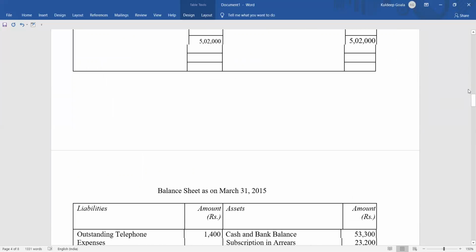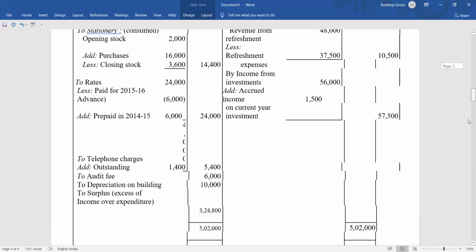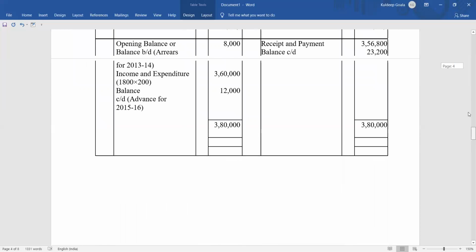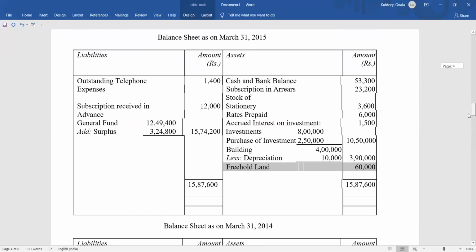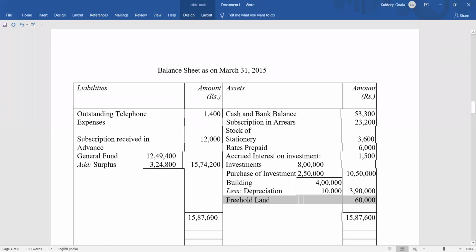Since we have taken both the adjustments and the receipts and payment account, there's nothing else left. We can just go for the balancing. Actually it's not balancing, it's totaling of both the sides. Both the sides must be equal. We don't do the balancing in the balance sheet. So the total of both the sides, we say it's 15 lakh 87,600. This is the total of both the sides. Since both the sides are matching, that means our sum is 100% correct.